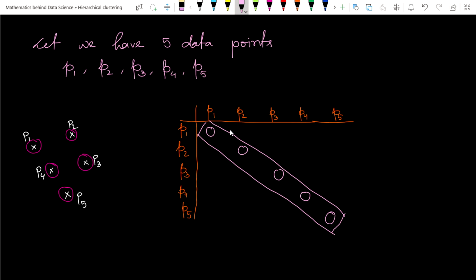Now there are some values between, suppose we consider here P2 and the corresponding P3. Suppose this is the value we will take here.